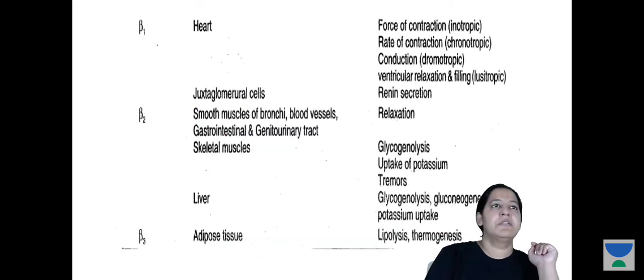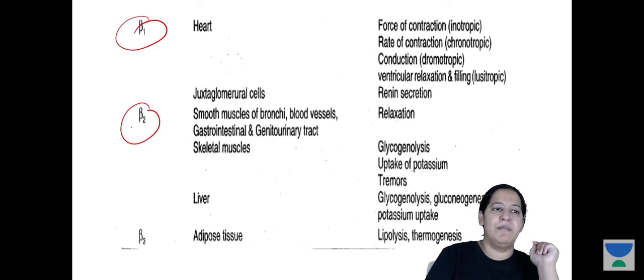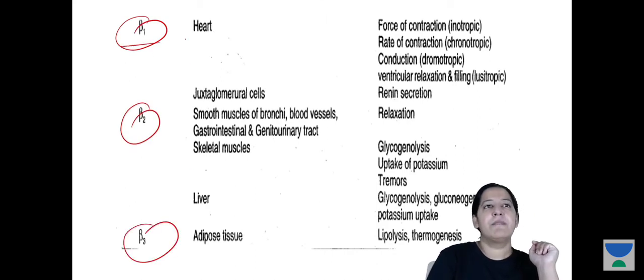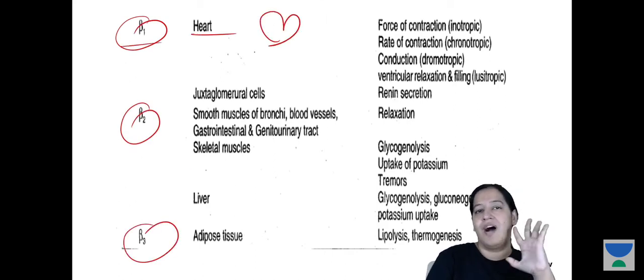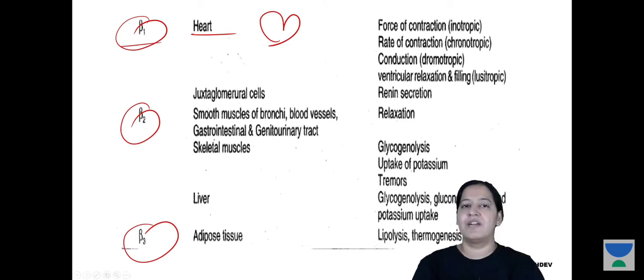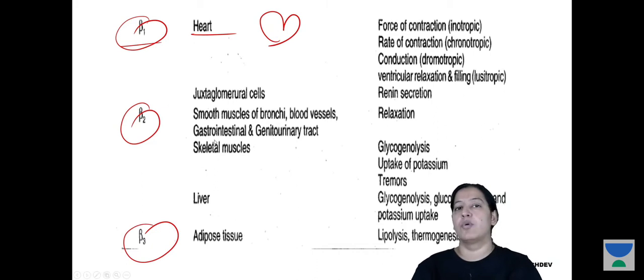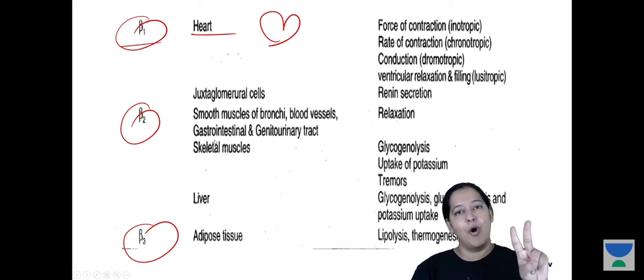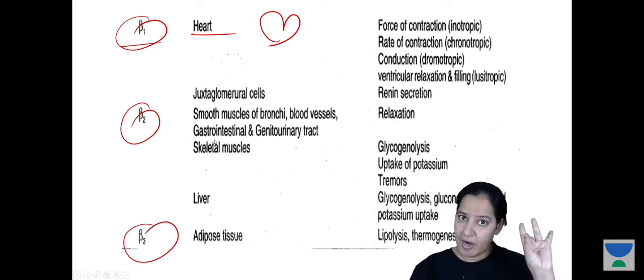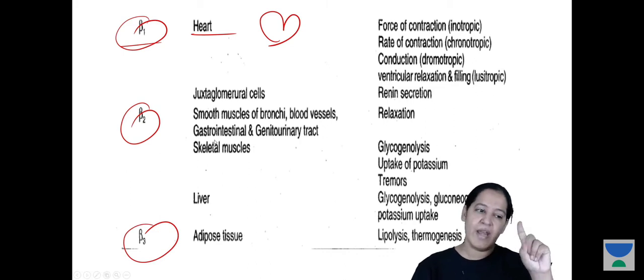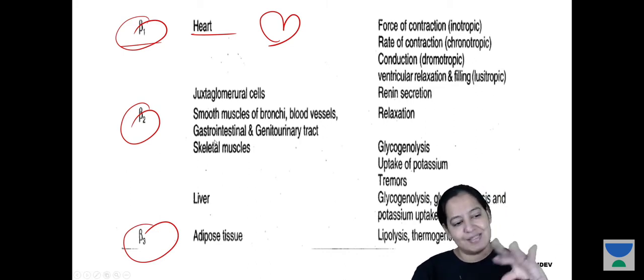Let me start with beta 1, beta 2, beta 3. So beta 1 is present only on one organ, the heart. Which one was present there in the heart? M1, M2 or M3? मैंने एक निमोनिक भी बताया था. I have told you one mnemonic also: पहले खाओ फिर दिल लगाओ, बाकी सब काम बाद में. तो फिर दिल लगाओ मतलब M2. So M1, M2, M3. So yes, it is M2.